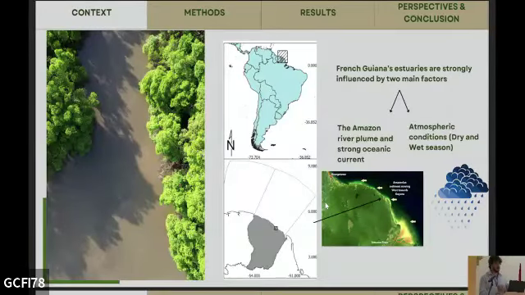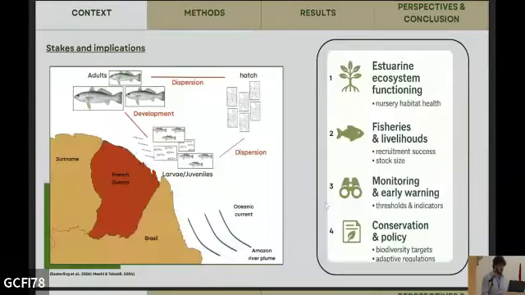Also, atmospheric conditions: there is a strong influence of seasonality in French Guiana's estuaries. We have a really dry season and a really wet season. When it's dry, the water temperature is really high, more than 35 degrees. And when it's wet, it's really fresh, no more salt at all. The variation in the dynamics of those abiotic factors is really, really intense. You can switch from almost ocean-level salinity to almost zero in less than 4 hours. So it's a really hostile environment for juveniles and larvae in those estuaries.